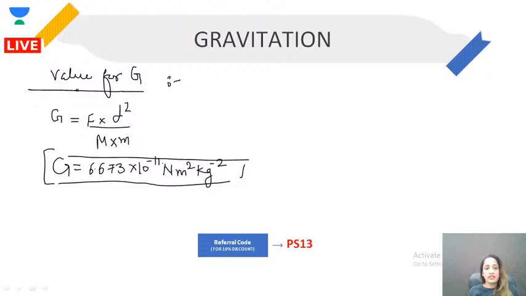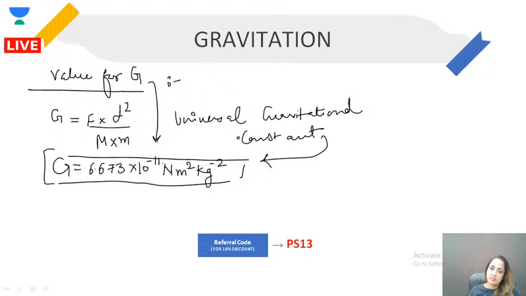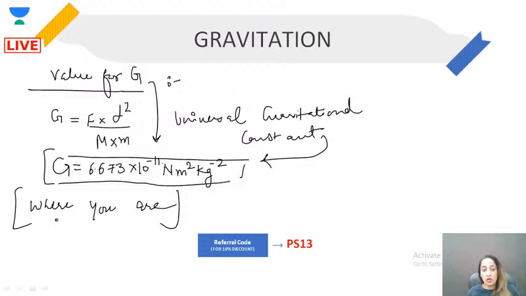So this is what we get as the value for G. And as this is a universal gravitational constant, you will always find the value equal to this. It does not matter where you are. This is going to be constant anywhere you go. So this is one thing that I wanted to discuss with you: what is the gravitational constant and how do we calculate it.